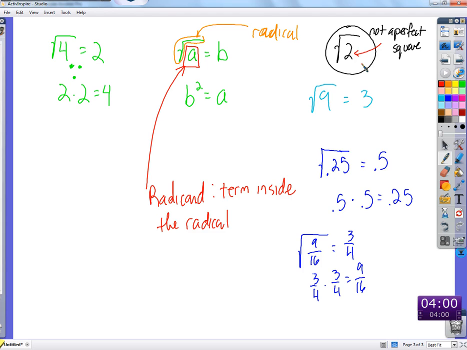Think about 1. If we want to know if there's a square root of 1, we ask, is there a number times itself that gives you 1? One is actually its own square root. You multiply 1 by itself, you get 1, so 1's okay. Decimals are okay. We talked about them, and gave at least one example.